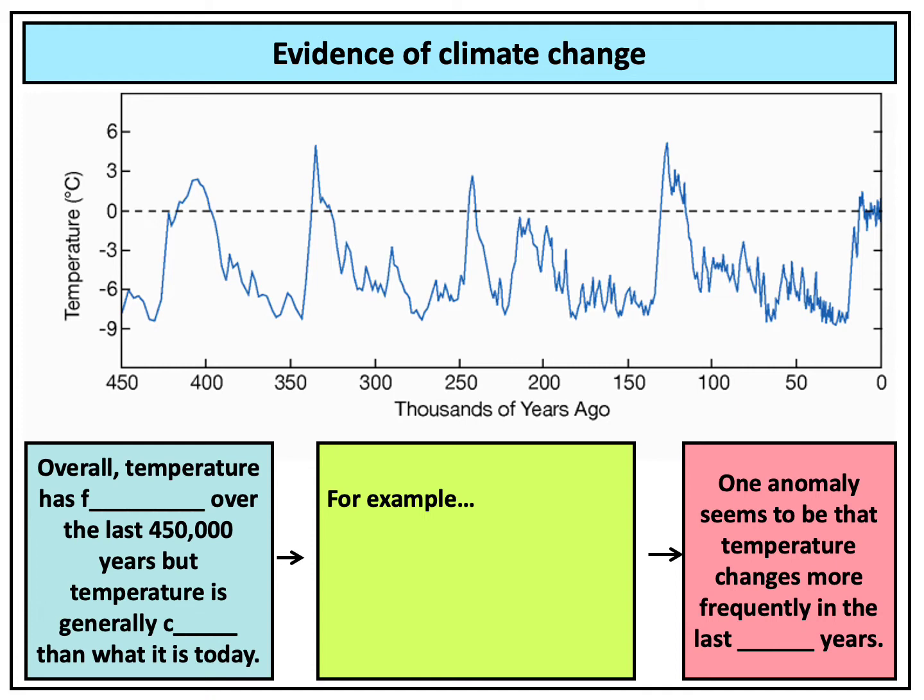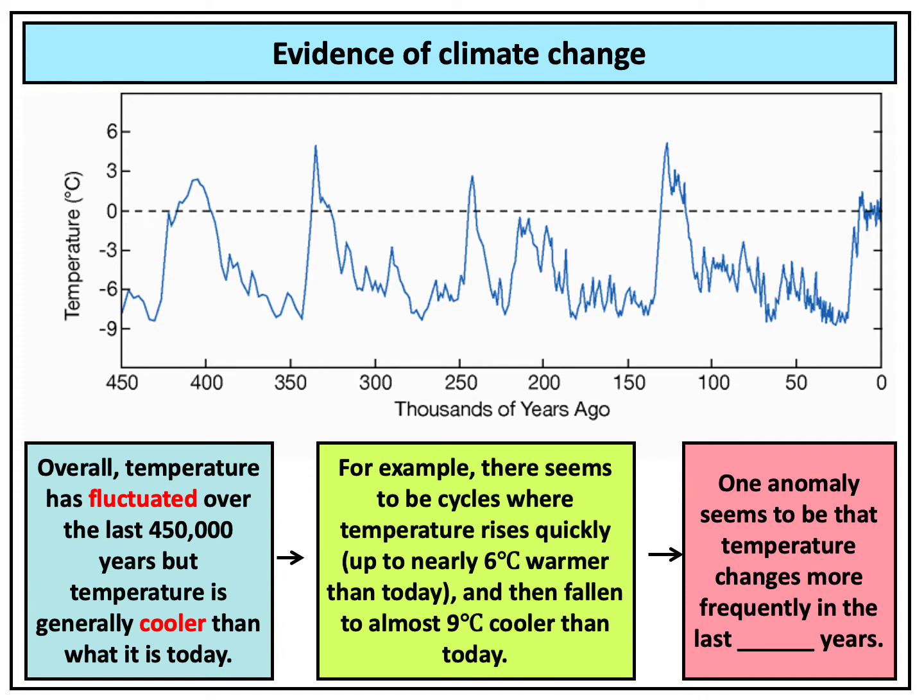So, what you could have put for your trend box is that overall temperature has fluctuated over the last 450,000 years, but temperature is generally cooler than what it is today. So if you look underneath that dashed line, you can see that the majority of the time temperature is cooler than it is today. For example, there seems to be cycles, so we can see these patterns where temperature rises, falls, rises, falls, rises, falls, and so on. Now they're not exact, but I would say that that is a general pattern.